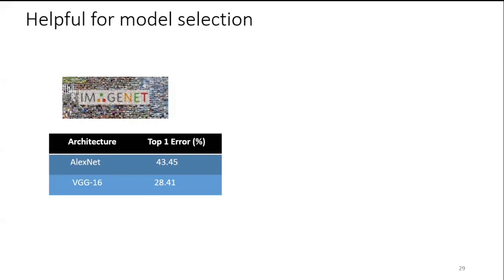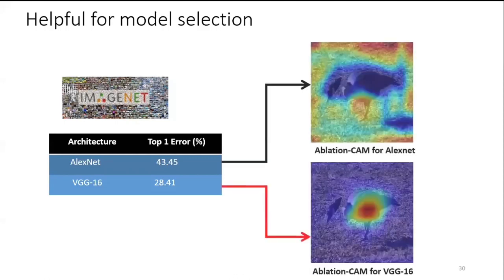We take two models, AlexNet and VGG16, trained on the same ImageNet dataset. We already know that AlexNet has a higher error rate than VGG16, and hence we would expect it to not generalize very well. So here we have AlexNet with 43.45 top-1 error, and VGG16 is 28.41. And as we see, Ablation-CAM does confirm our hypothesis.